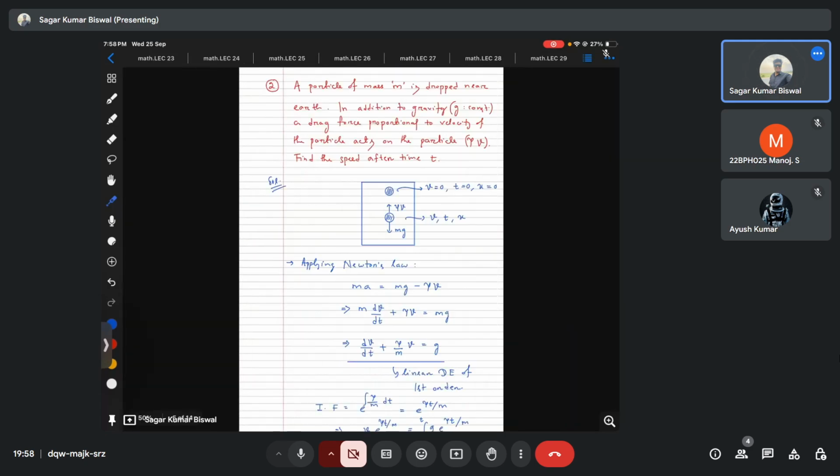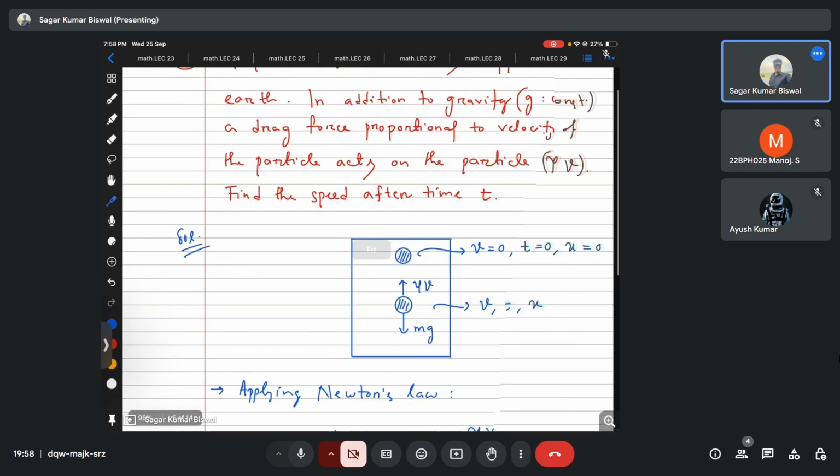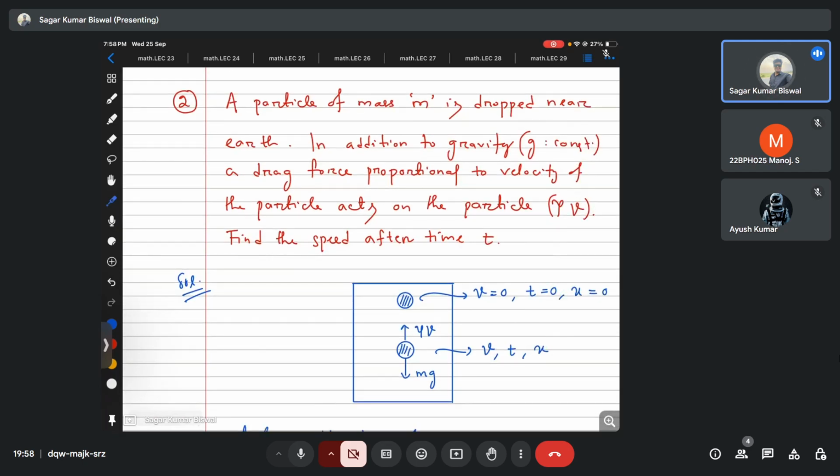So here is the second case. The second case is about free fall. So here a particle of mass m is dropped near Earth, right? So you go up to a building and just drop a ball of mass m from the top of that building. In addition to the gravity, there is a drag force proportional to the velocity of the particle that acts on the particle, and its magnitude is gamma v. So find the speed after time t.